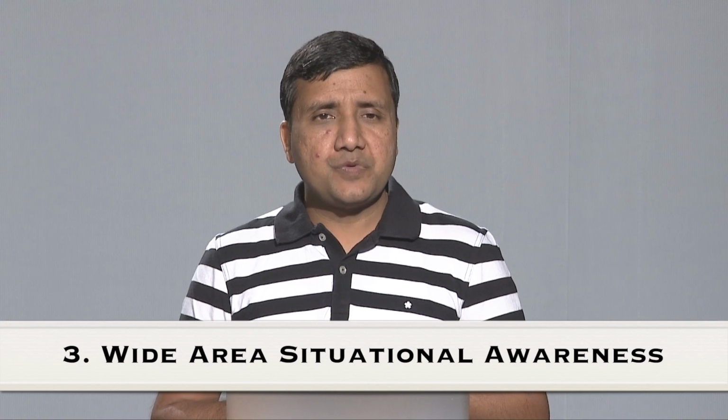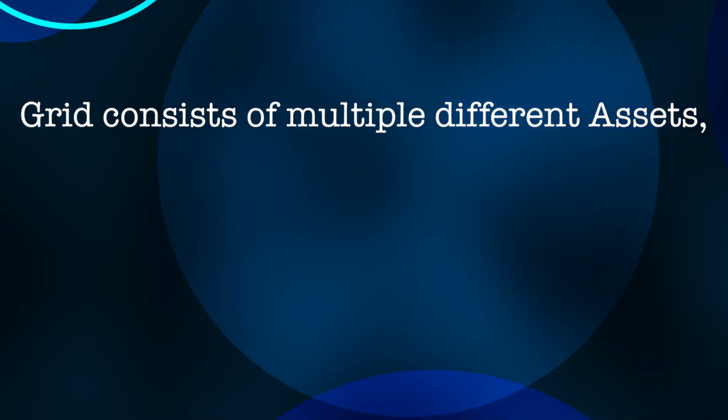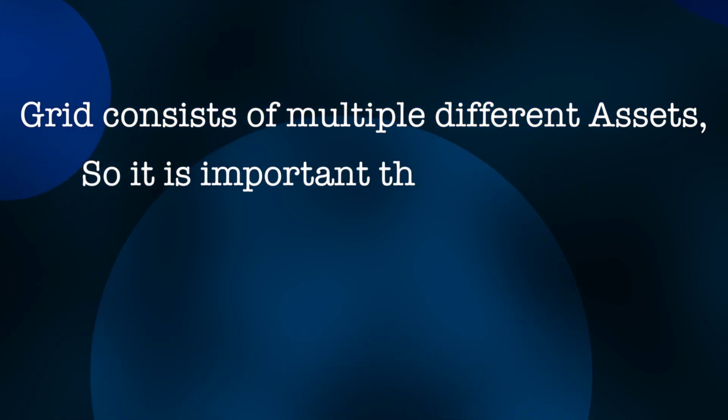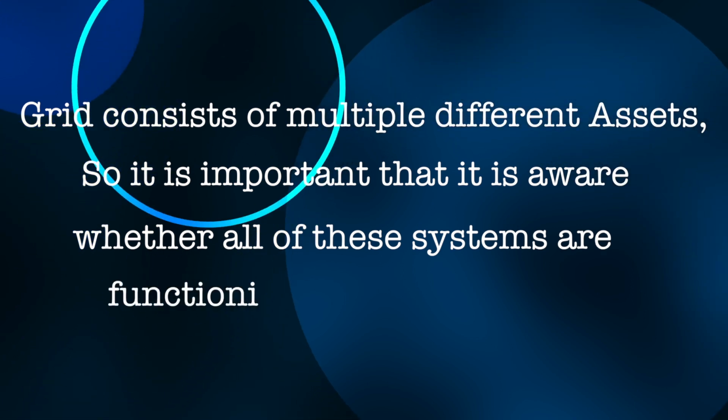Now let's look at the third use case, which is about wide area situational awareness. The grid consists of multiple different assets, so it is important that it is aware whether all of these systems are functioning properly or not.